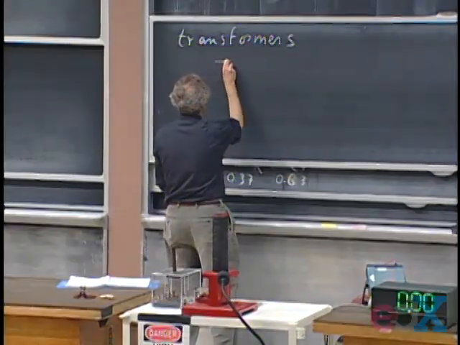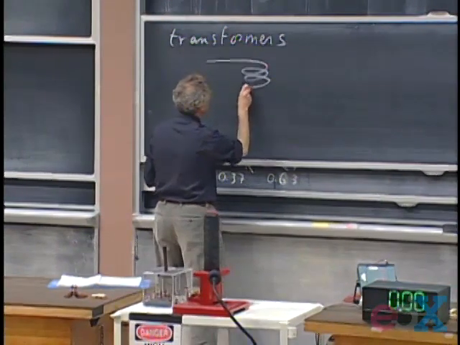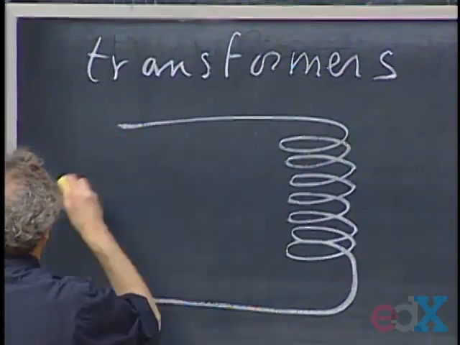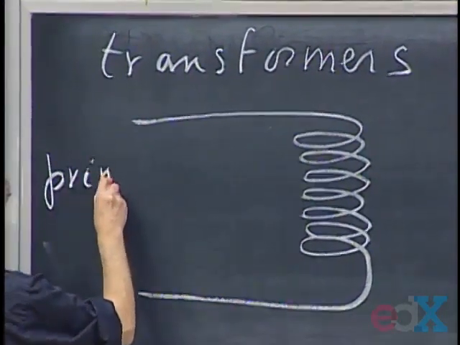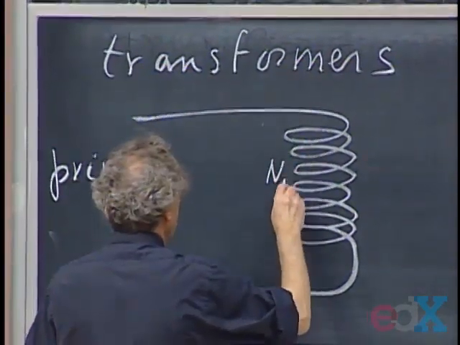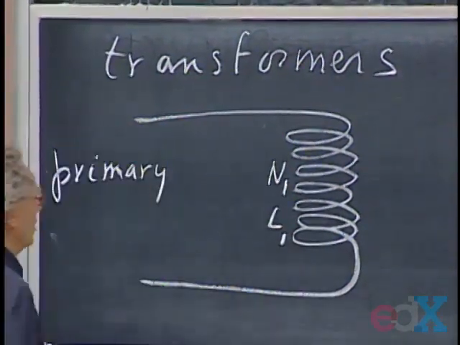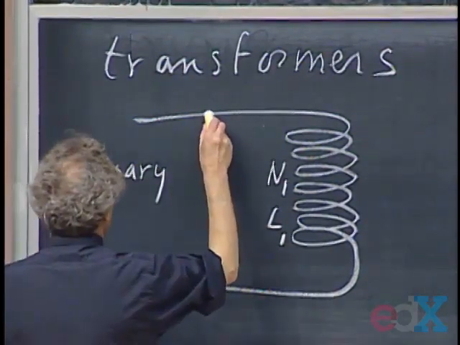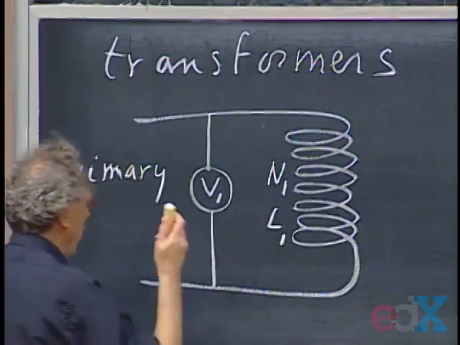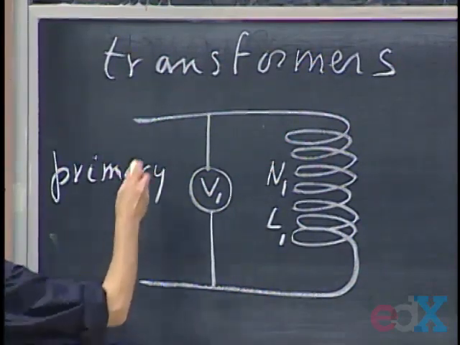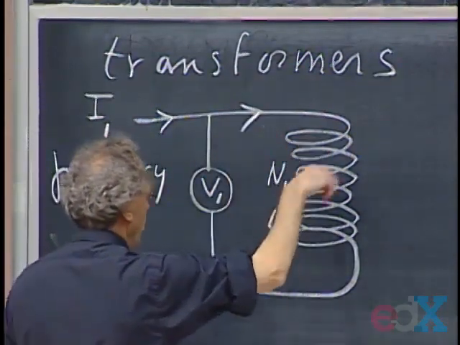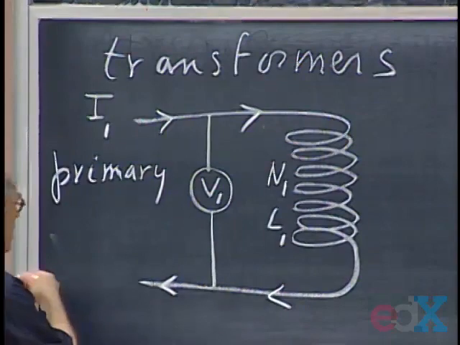Here I have a coil, and I call this coil the primary. This coil has N1 windings and has a self-inductance L1. And I put here a voltmeter, which I call V1. It's always in that circuit. And a current I1 is running through the coil and returning.